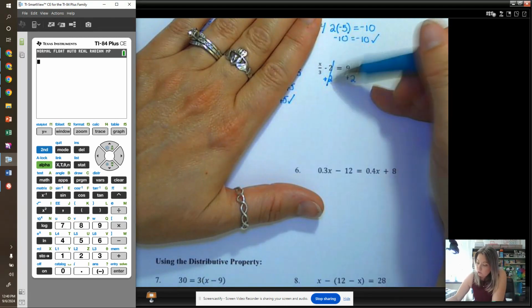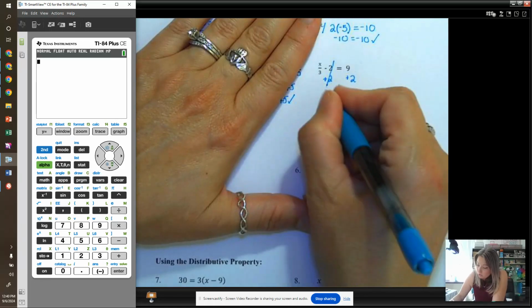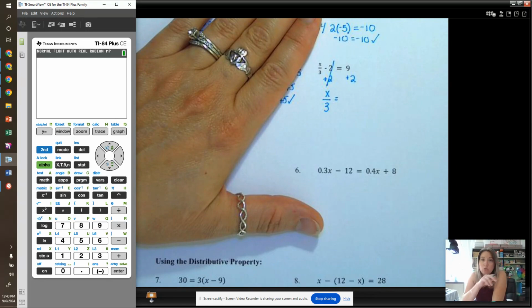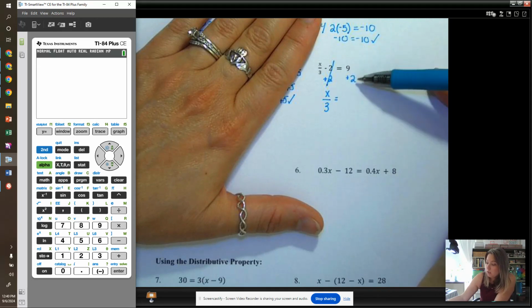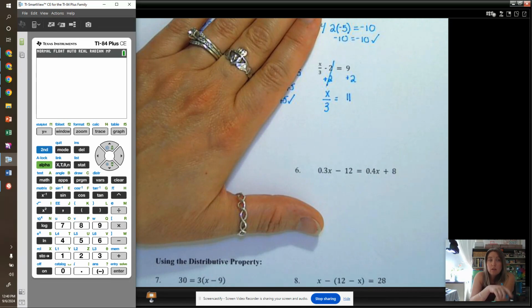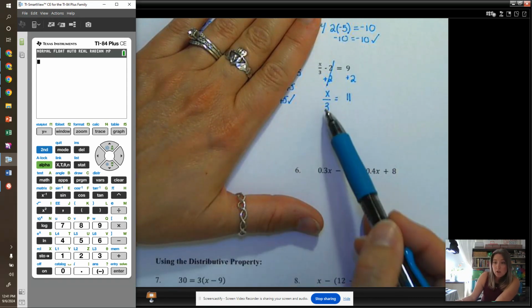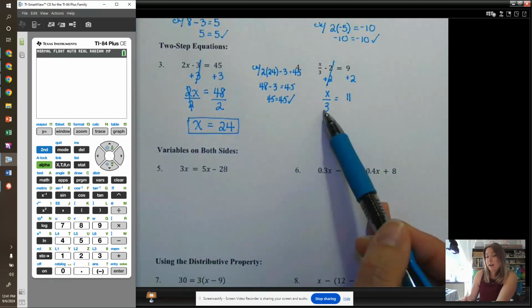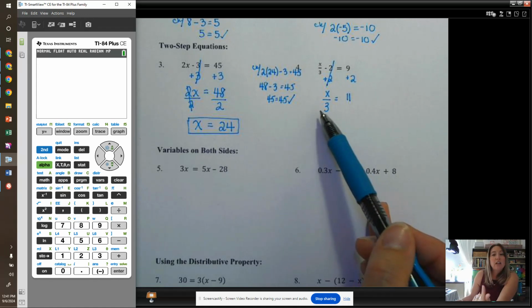Negative 2 plus 2 cancels out to a 0. That means only x over 3 is left on this side. Yes, it's a fraction. Do not panic. Over here, 9 plus 2 gives me 11. Okay, so now if I want x all by itself, I perform the inverse operation. Well, remember, a fraction is just a division problem. So I'm dividing by 3 right now. What is the inverse of dividing by 3?